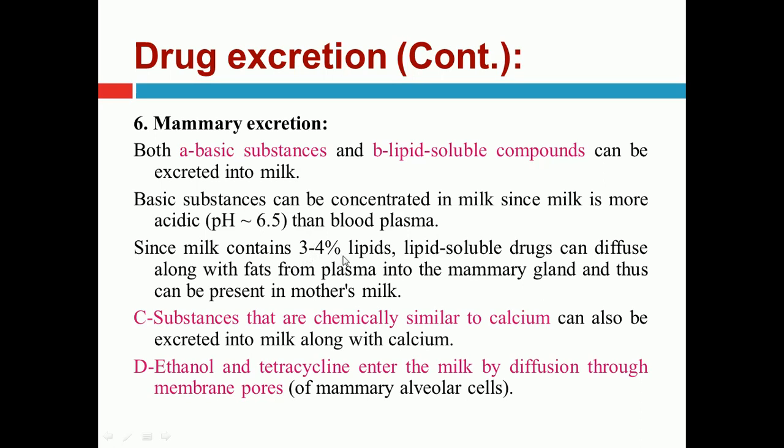Since the milk contains 3 to 4% lipids, lipid soluble drugs can diffuse along with the fats from plasma into the mammary gland. Substances that are chemically similar to calcium can also be excreted into milk. Ethanol and tetracycline enter the milk by diffusion through membrane pores of mammary alveolar cells. So tetracycline can come in breast milk. These are the drugs which can come in the breast milk. So these can harm the fetus.